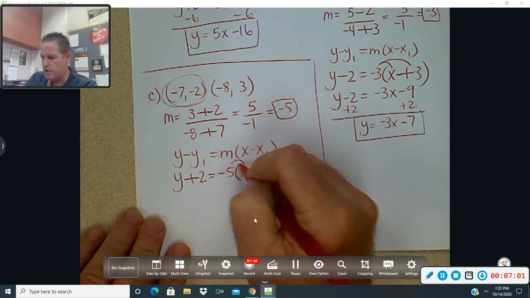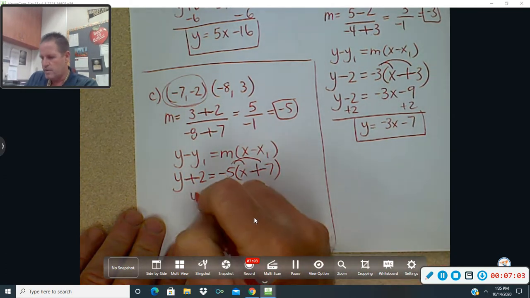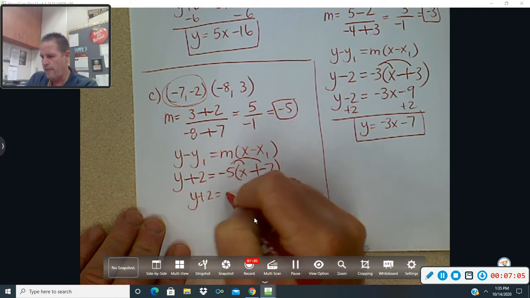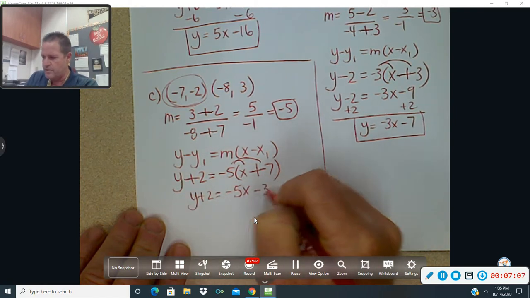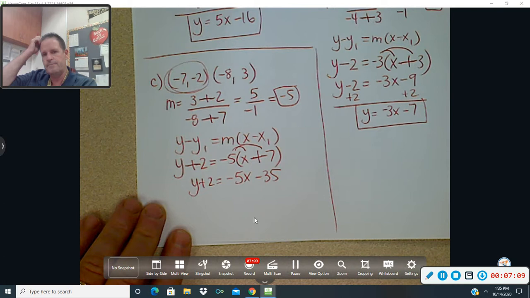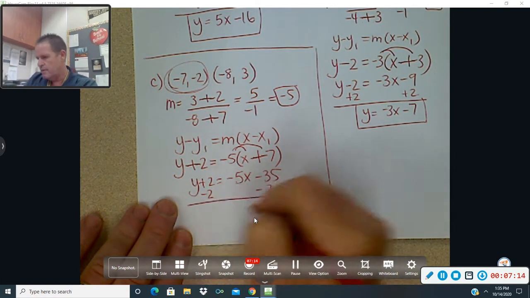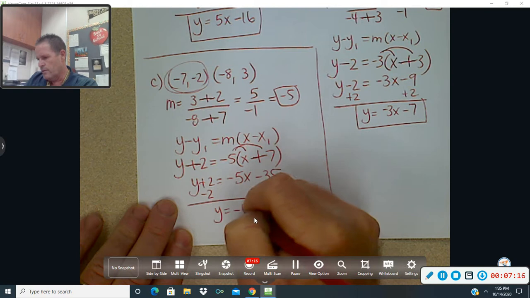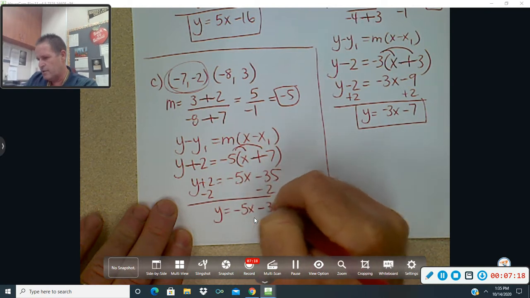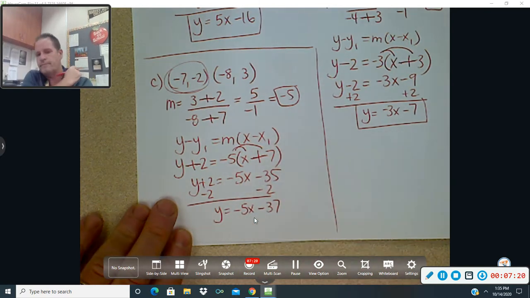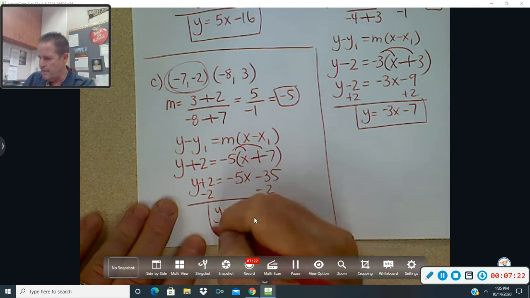And now we're going to distribute the negative 5. So you get y plus 2 equals negative 5x minus 35. Subtract the 2 to the other side to get y equals negative 5x minus 37. Okay, and there's the answer there.